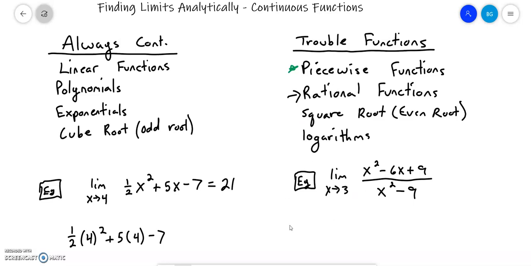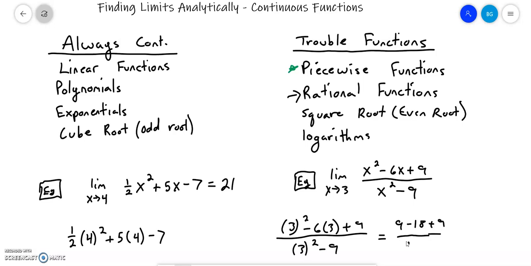So I should be a little bit wary right off the bat. And so again, let's maybe do some scratch work. 3 squared minus 6 times 3 plus 9 over 3 squared minus 9. And you can probably see the issue here. I'm going to get 9 minus 18 plus 9 over 9 minus 9. I'm going to get 0 over 0. That's an indeterminate form. We really can't gather much information about that. And so we really can't do the limit analytically.